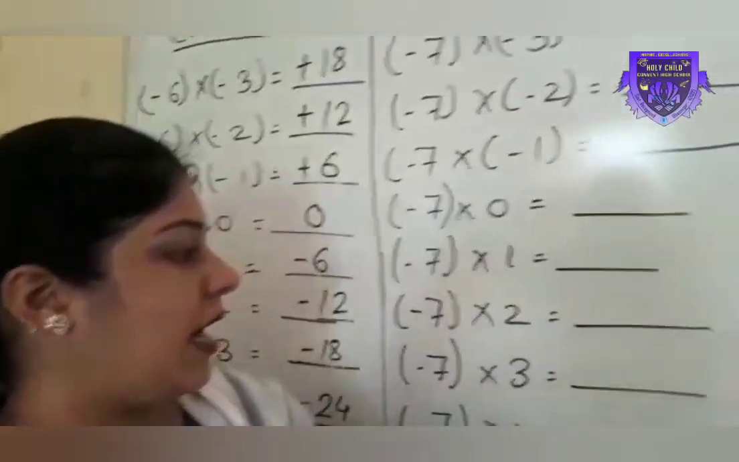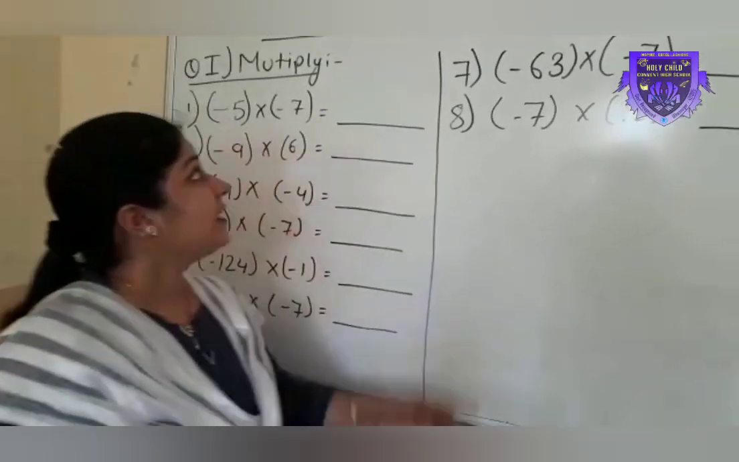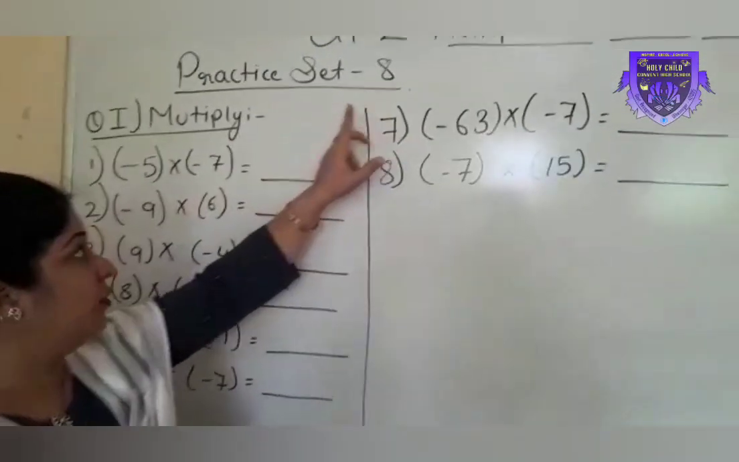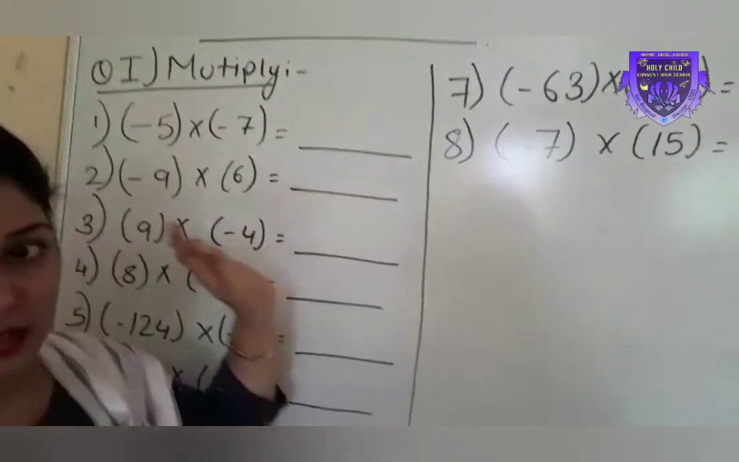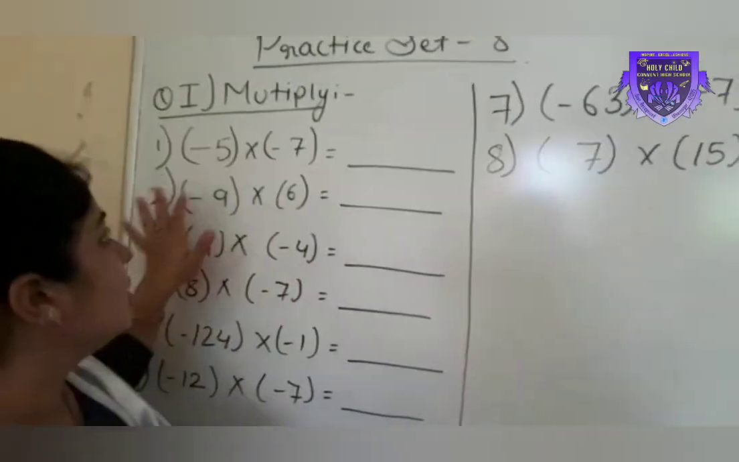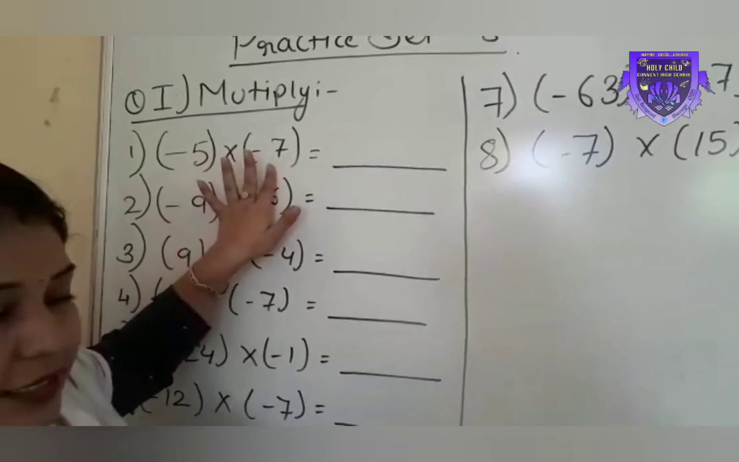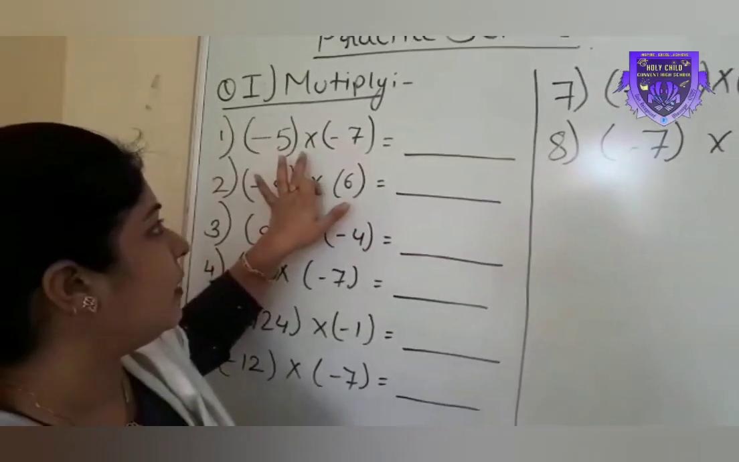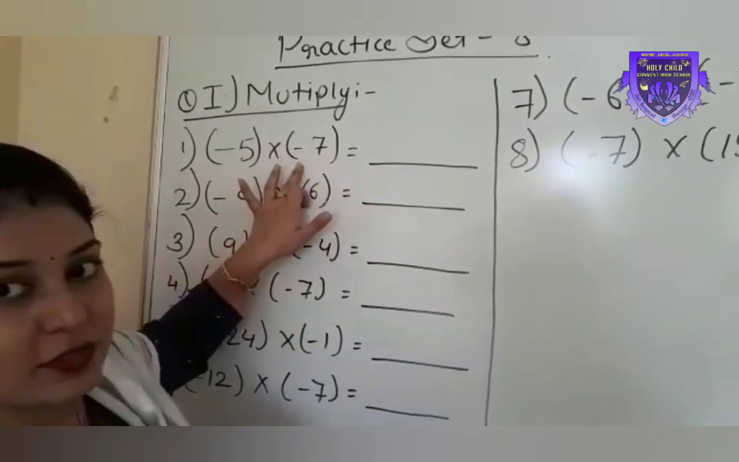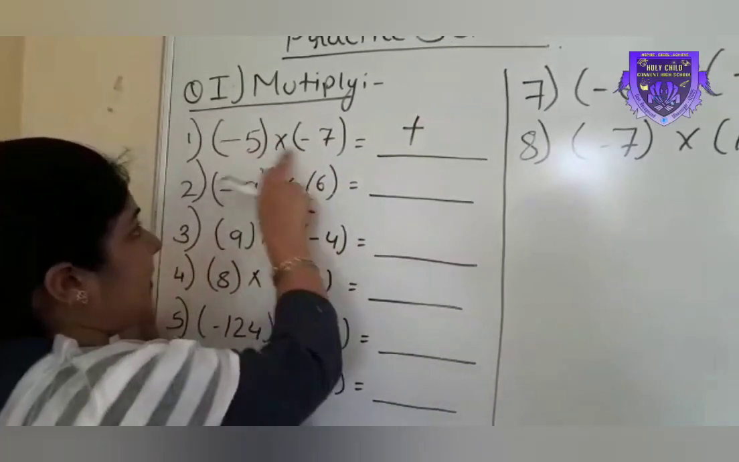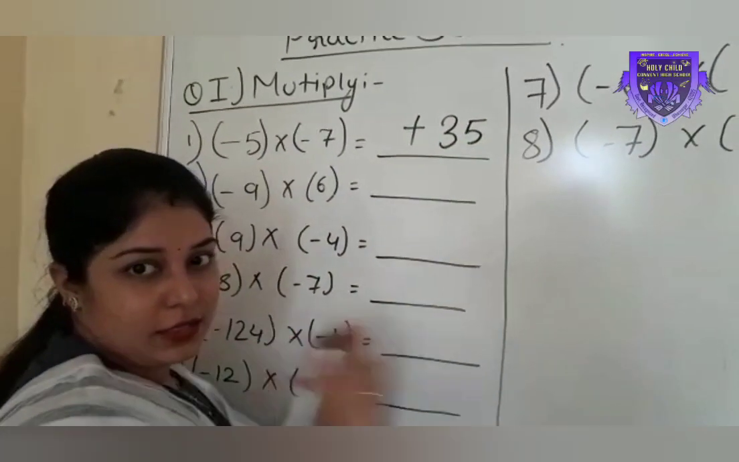Now this part you have to do by yourself. Okay. Let's start with practice set 8. Question number 1 is multiply. This is a very simple practice set of this chapter. So first is minus 5 into minus 7, means negative 5 multiplied by negative 7. Negative negative gives us positive. 5 7s are 35. This is a simple step.